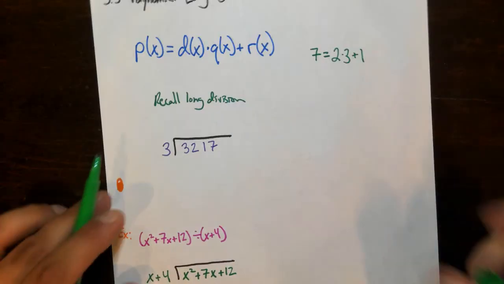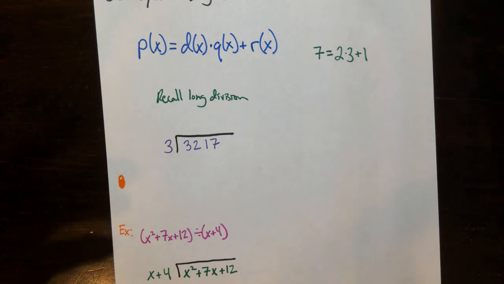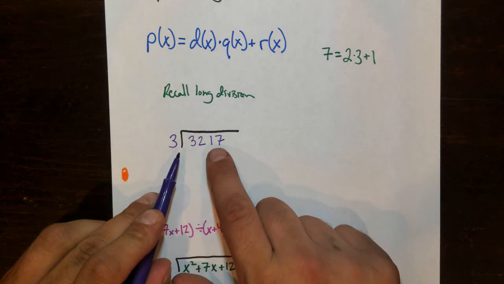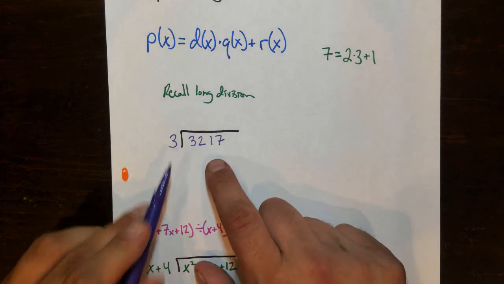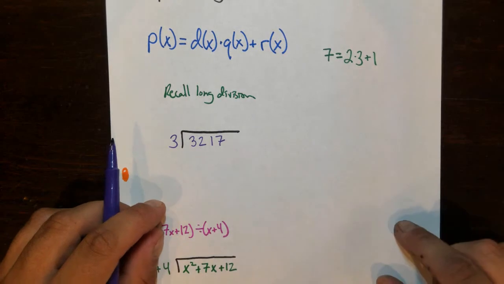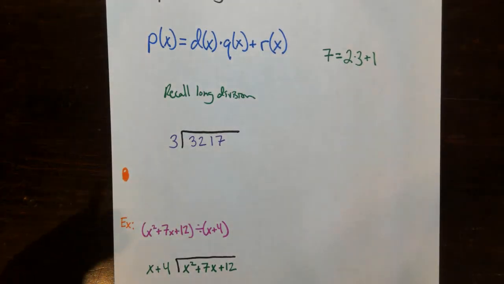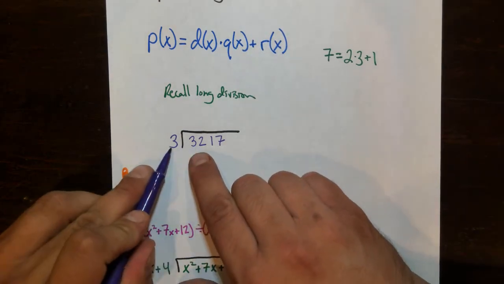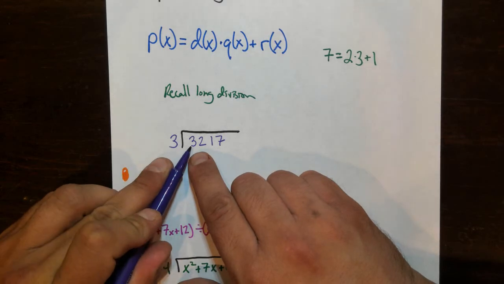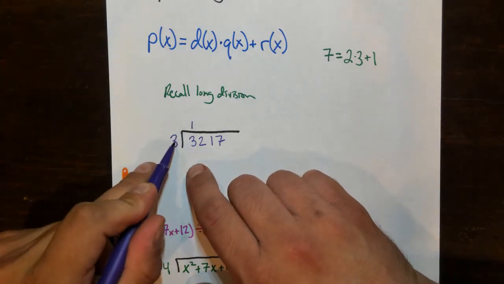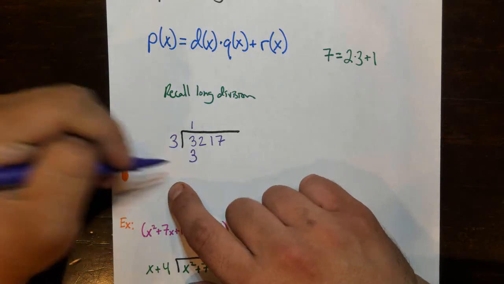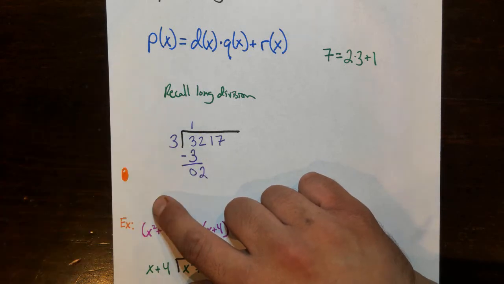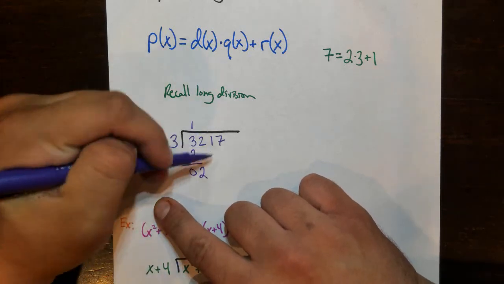But let's first recall long division in general, because it might have been a while since we've done long division. So here we have 3,217 divided by 3. And let's recall the process, because the process of polynomial long division is going to be the exact same. It's just going to look a little different. We look here and say, okay, how many times does 3 go into 3? Well, that's 1. Then we multiply, right? 3 times 1 is 3. Then we change the sign, and then bring down the next one. 3 does not go into 2, so let's bring down the next one.